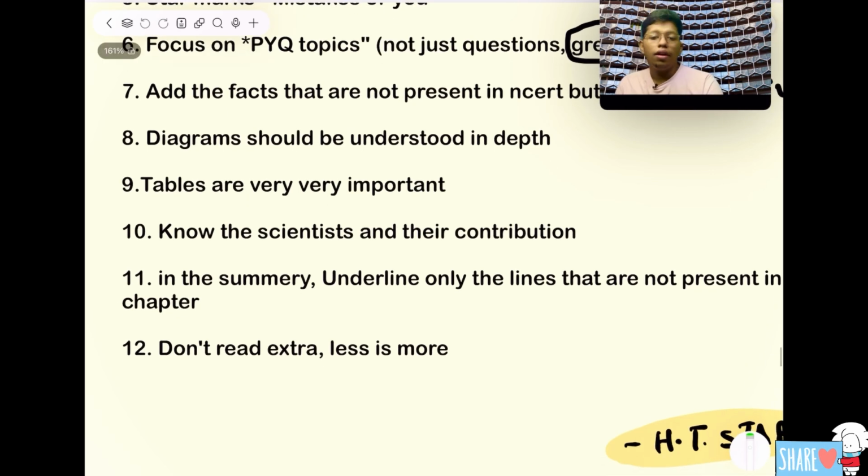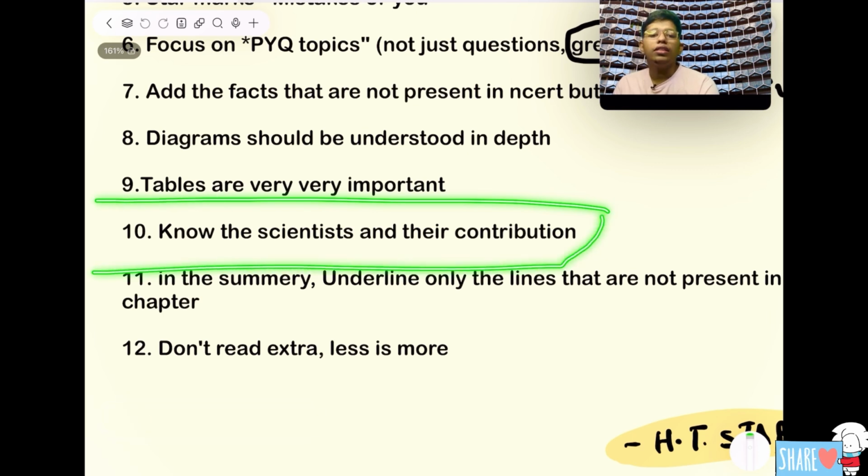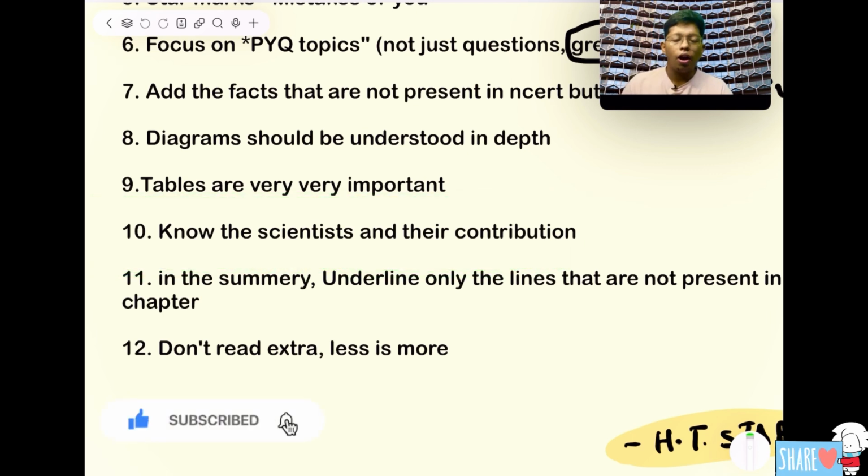Very important. Next, know your scientists and their contribution. Nowadays, according to my analysis, I will say recently the scientist name and contribution questions have been reduced. But if you don't want to miss even one question, what I will recommend is the scientist name with one line on what the contribution is. I think there is a little less chance for the upcoming years also.